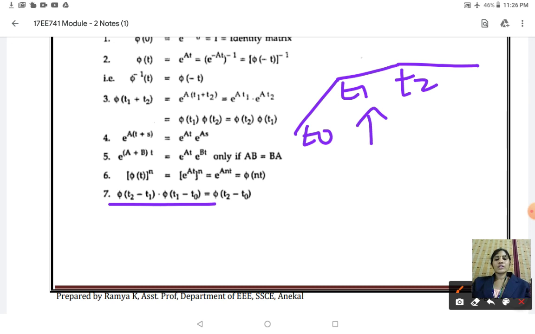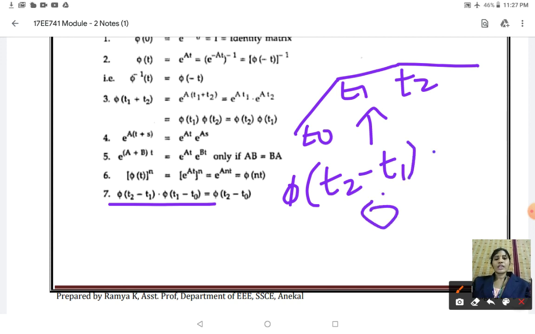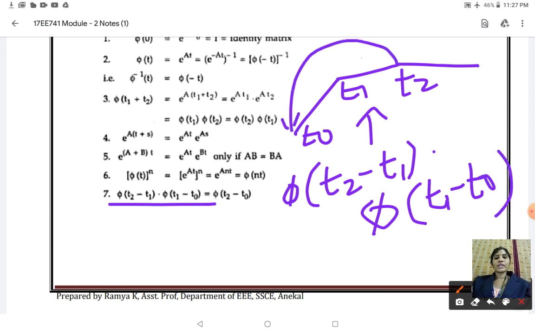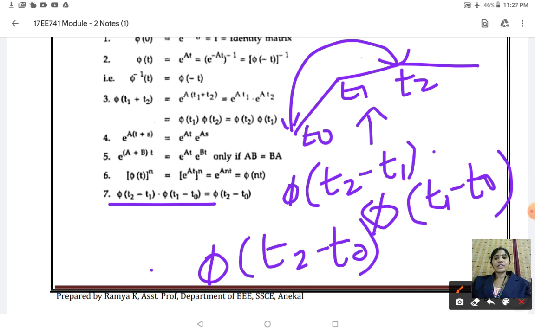For this, the state transition matrix is going to be phi of t2 minus t1, it is your first factor, and the second factor is going to be phi of t1 minus t0. Therefore the total time period is going to be t2 minus t0. This we can write as phi of t2 minus t0. It is the state transition matrix when it takes some amount of time to get stabilized from its initial point. So these are some of the properties of your state transition matrix.